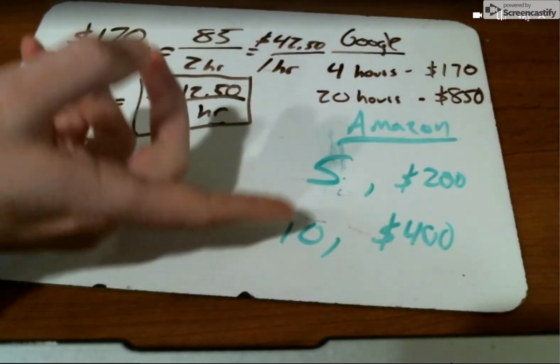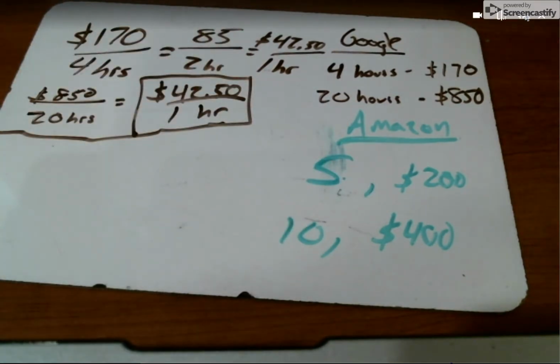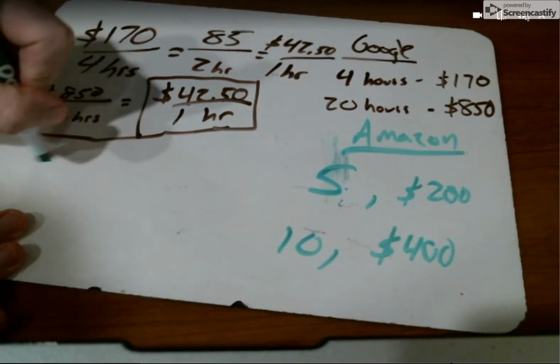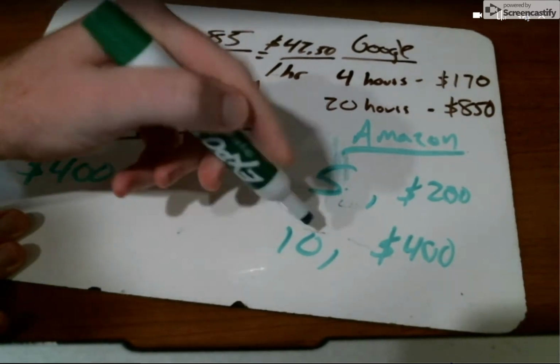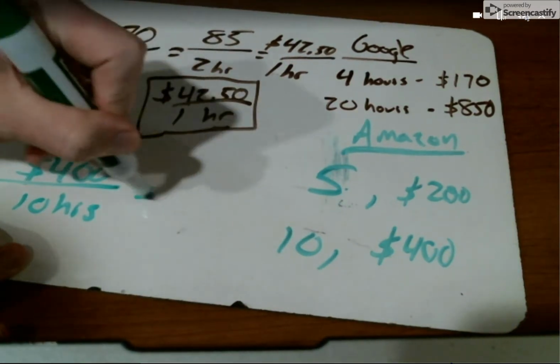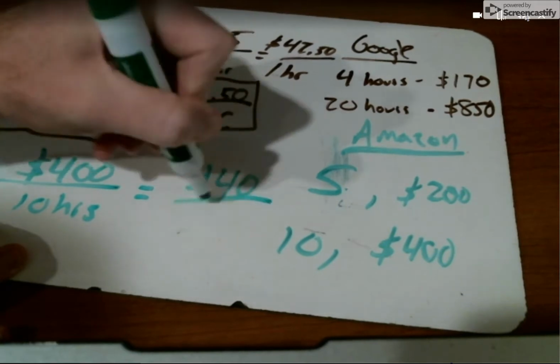We could use either data point. Again, it's a straight line. It's a constant rate. Any of these data points will give us the same ratio. To me, it's easier to divide by 10, so I'm going to pick $400 in 10 hours. That works out to be $40 every 1 hour.